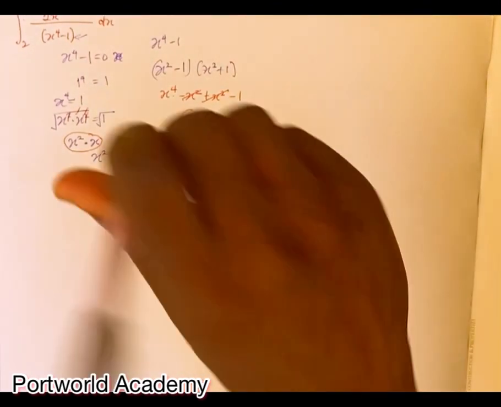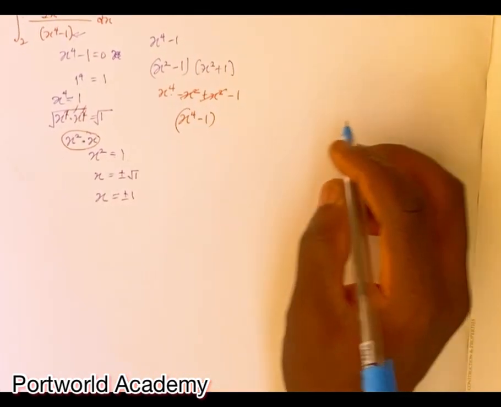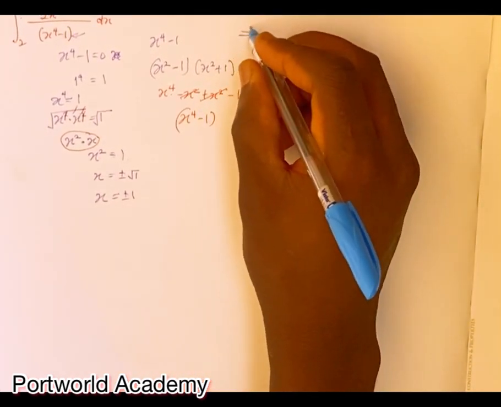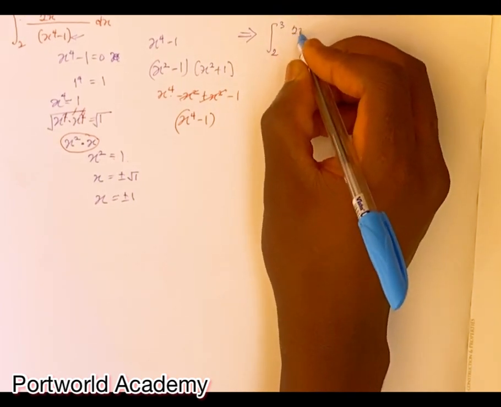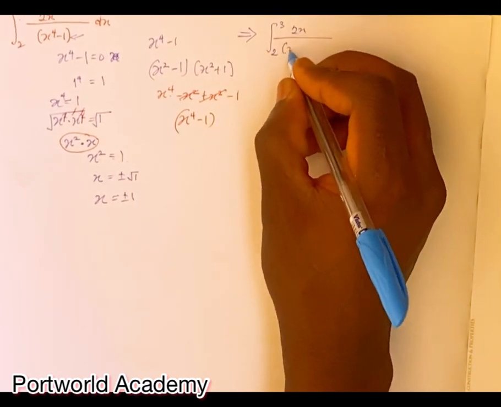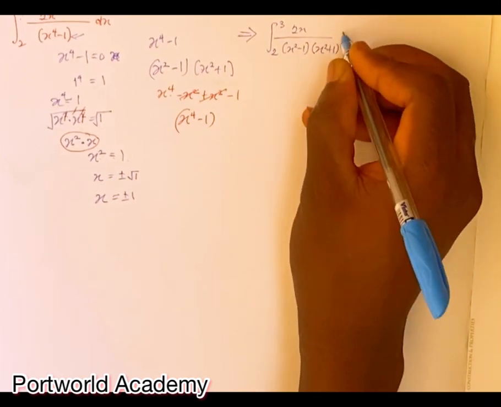So it's very simple. So instead of me to just go ahead and use this like this, I can just rewrite it as the integral from 2 to 3. Right? I'm having my 2x divided by x squared minus 1, into brackets, x squared plus 1, dx.